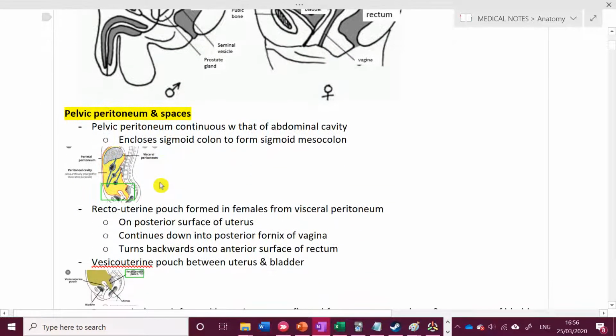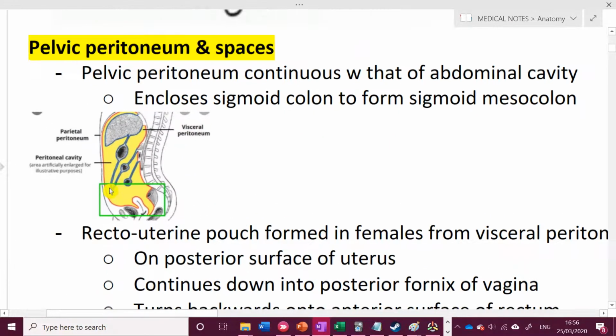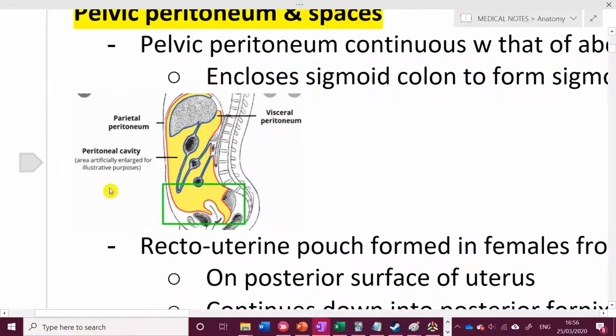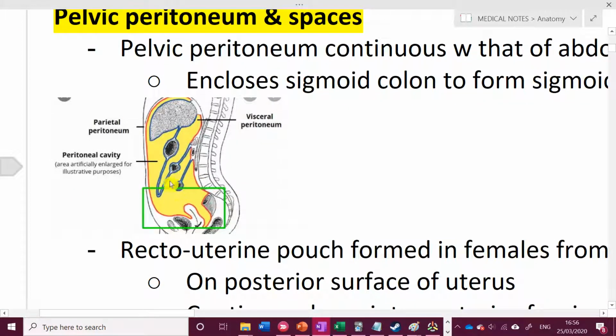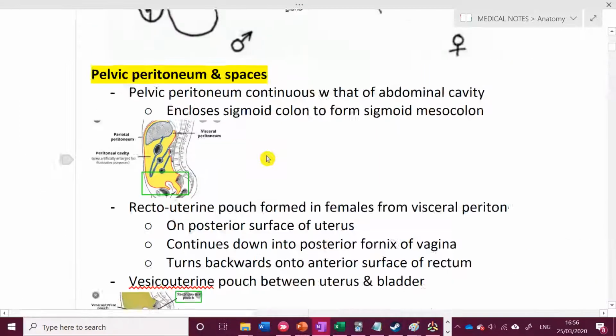Now, the pelvic peritoneum is continuous with that of the abdominal cavity, and it encloses the sigmoid colon to form the sigmoid mesocolon. So this part in this diagram is the sigmoid colon, which is enclosed by its mesentery, which is part of the pelvic peritoneum, not the abdominal peritoneum.